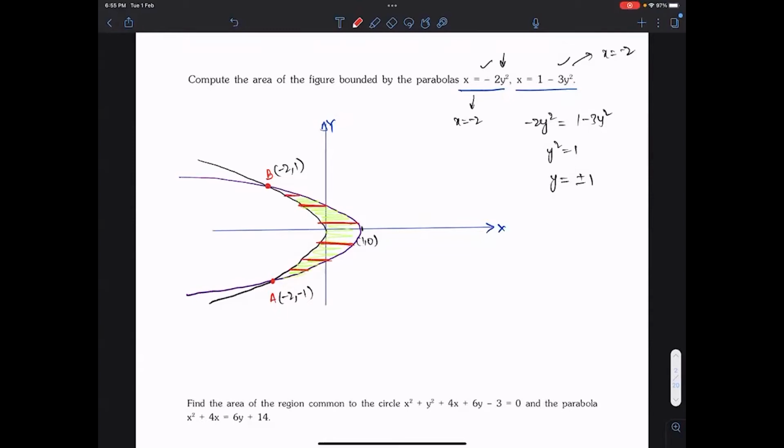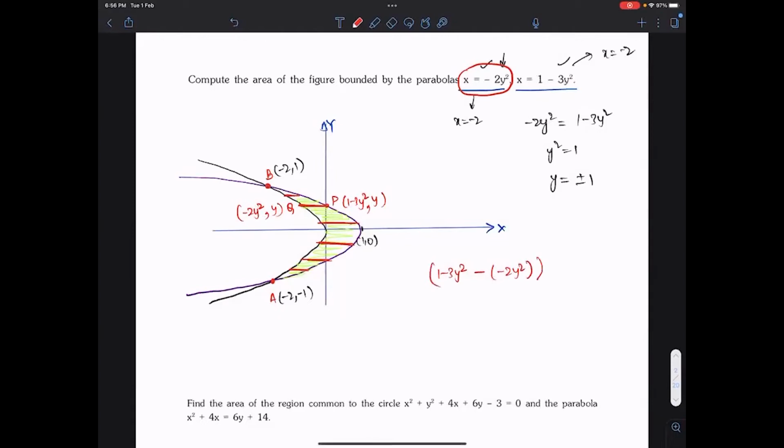Now, what you do, take one strip, let's call it PQ, as AB is already taken. So for this strip, both y coordinates will be the same. So first you write y, y. Now x coordinates you write in terms of y. First curve, x is minus 2y square. X coordinate will be minus 2 times y square. Second curve is 1 minus 3y square. Now what is the width of this rectangle? 1 minus 3y square, right side x coordinate, minus left side x coordinate, minus 2y square. Correct? This is the width.